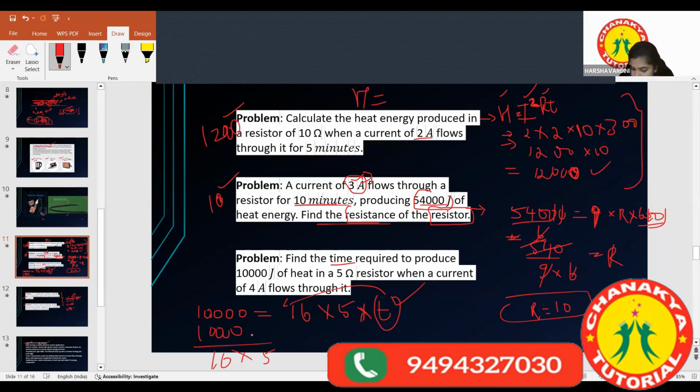16 into 5 is 80. So 10,000 divided by 80 will give you 125. Correct? Everybody got it right?